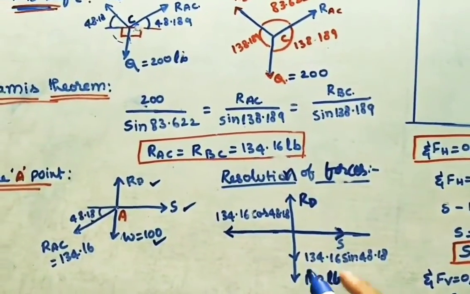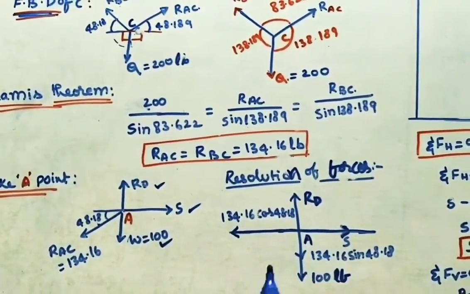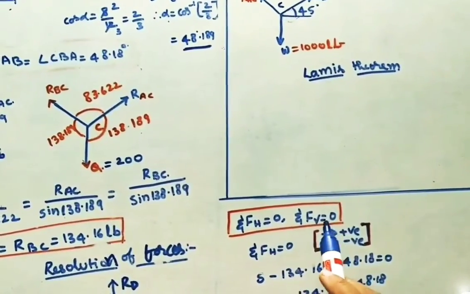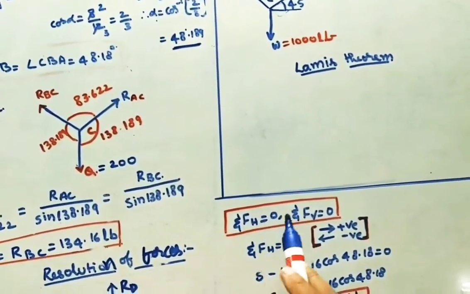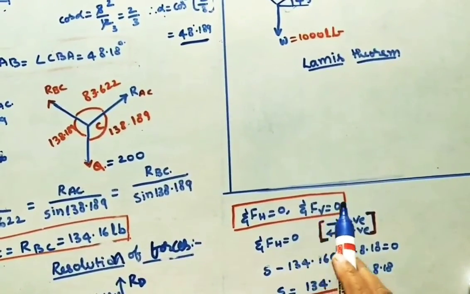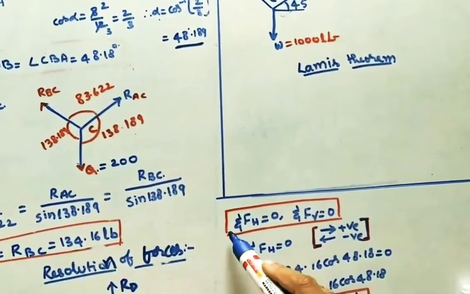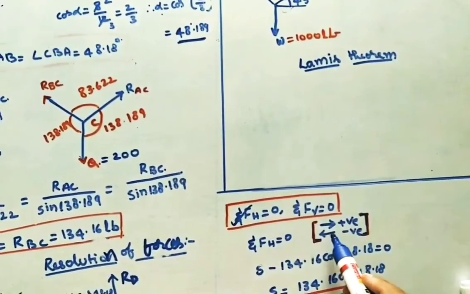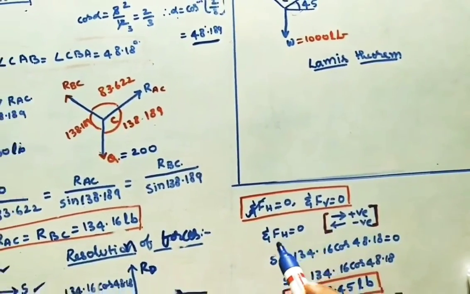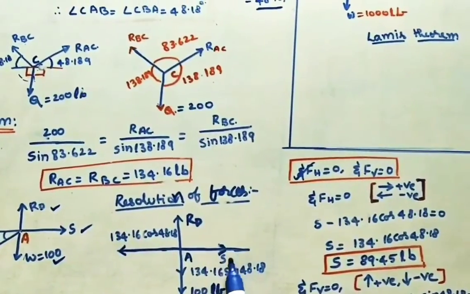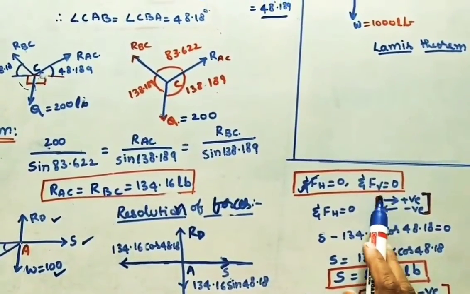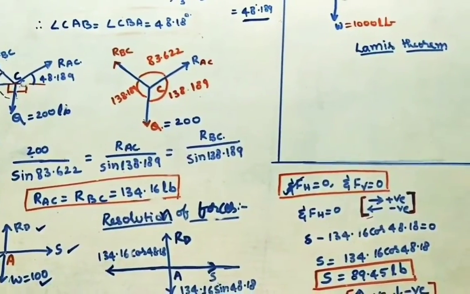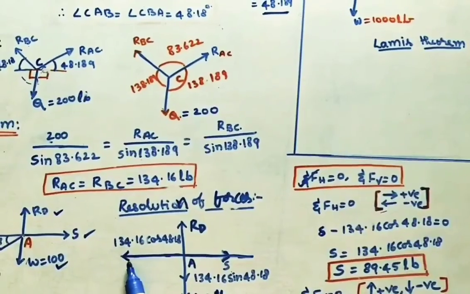Now for equilibrium of all these concurrent forces at point A, we have to apply two conditions: sigma FH is 0 and sigma FV is 0. This means all unbalanced horizontal forces should be 0 and all unbalanced vertical forces should be 0. Take the first one, sigma FH is 0. In this direction I will take positive, in this direction I will take negative. So first, what is the horizontal component here? S. S is positive. Write down S here.